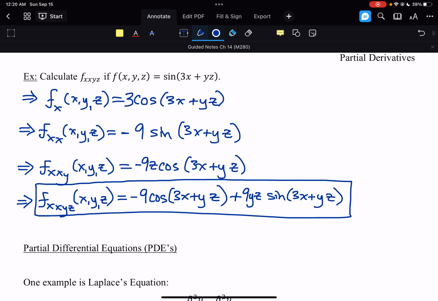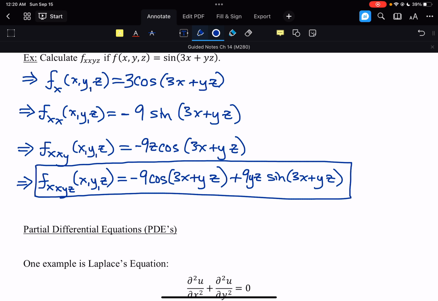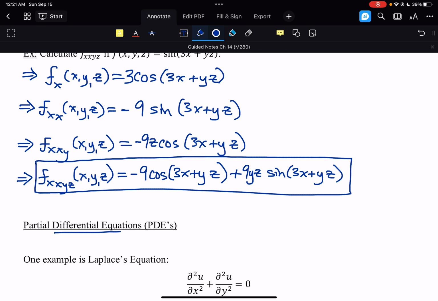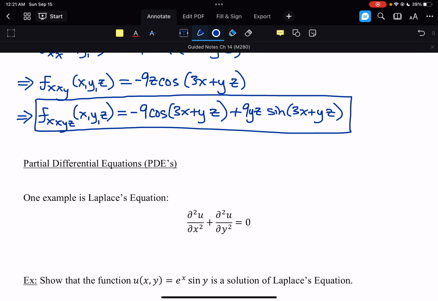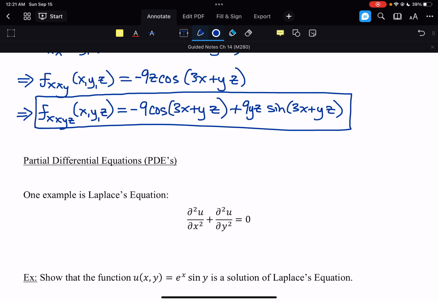Now, the last little thing to talk about here is the idea of a partial differential equation. A differential equation is just an equation that has a derivative in it. So a partial differential equation is an equation that has a partial derivative in it. We abbreviate these PDEs. One example is something called Laplace's equation. This says that if you have a function u in terms of x and y, the second derivative of u with respect to x twice, plus second derivative of u with respect to y twice, when added, equals 0.